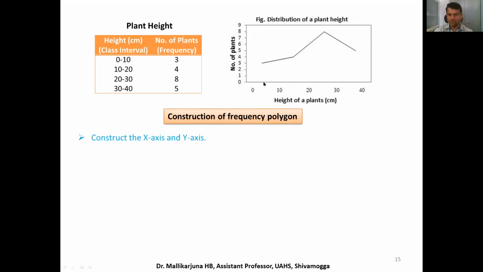First, construct the x-axis and y-axis. Plot the lower limit of all the exclusive classes on the x-axis, that is, the lower limits 0, 10, 20, 30, 40. Here we have taken exclusive classes. Sometimes the classes will be inclusive, and we have to convert these inclusive classes to exclusive classes. Only with exclusive classes can we use this type of graph.